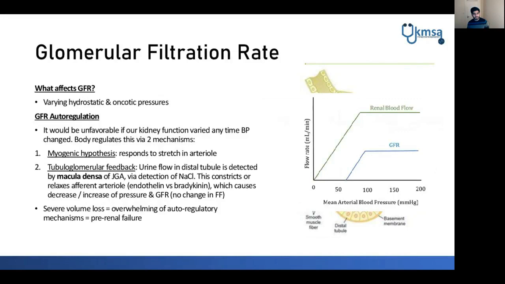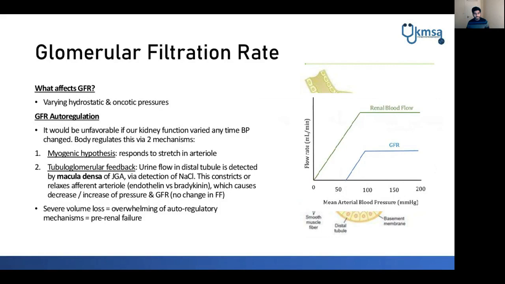One of those is a response to the detection of sodium chloride in the urine. If the glomerular filtration rate is reduced, then you'll have less urine being produced, and less sodium chloride in the urine. This is detected by certain cells, and then they release either endothelin or bradykinin to try to increase or decrease that blood flow. It's a really sensitive way to make sure that our kidneys are working as they should.